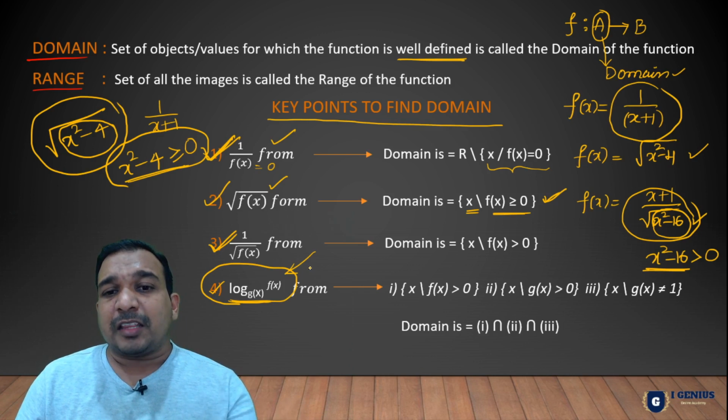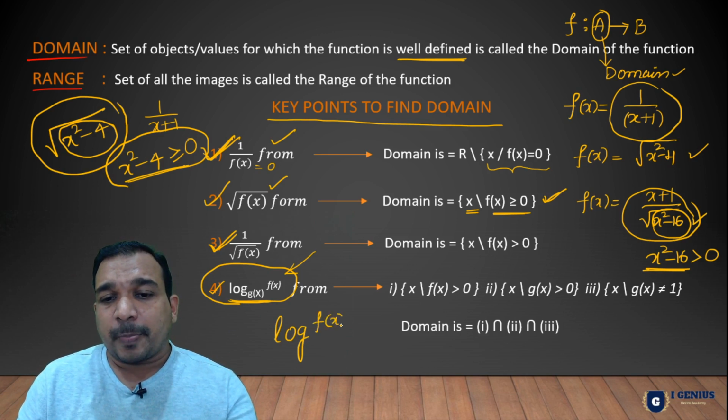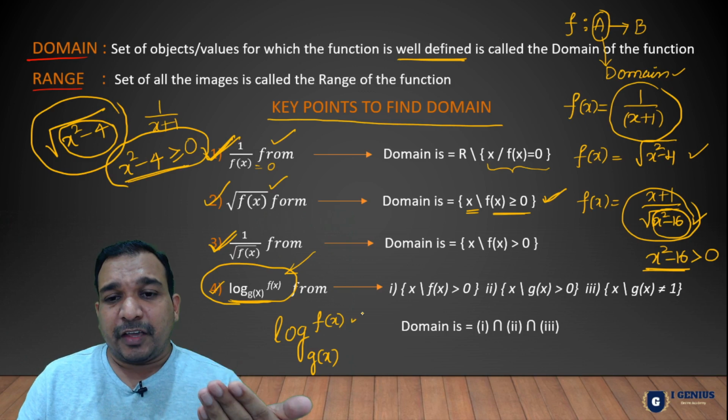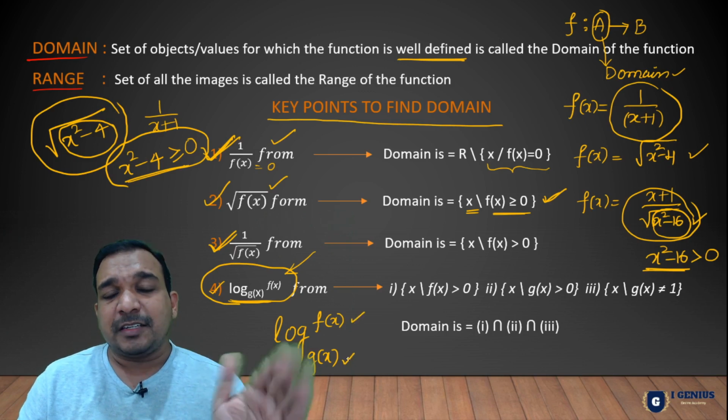So here, a logarithm always has two parts. The logarithm function always has two parts. One part is the variable part, f of x, in the first place, and the second place is the base, that is g of x. So a logarithm has two places: the variable place f of x and the base place g of x. Both can be in terms of x also.